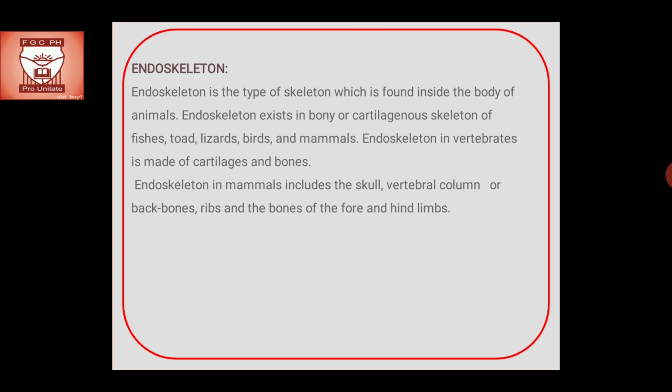Endoskeleton in mammals include the skull, vertebral column or our backbone, the ribs, and the bones of the forearms and hind limbs, our legs and our hands.